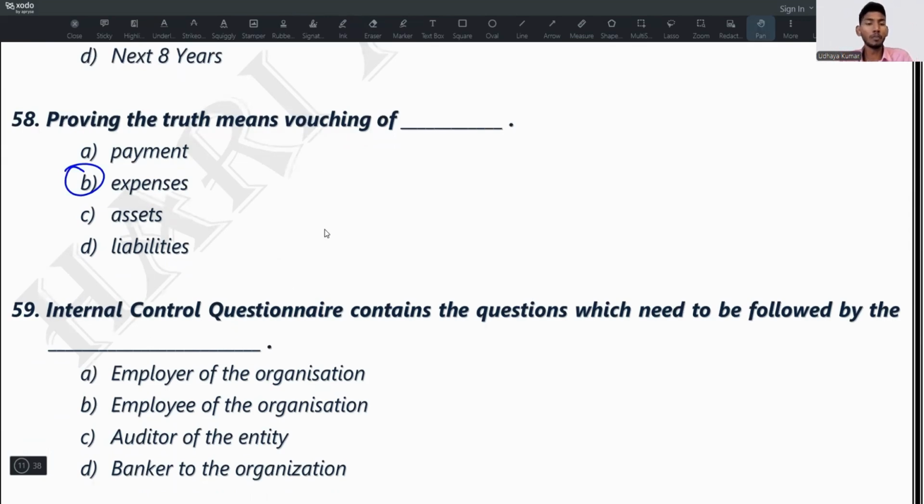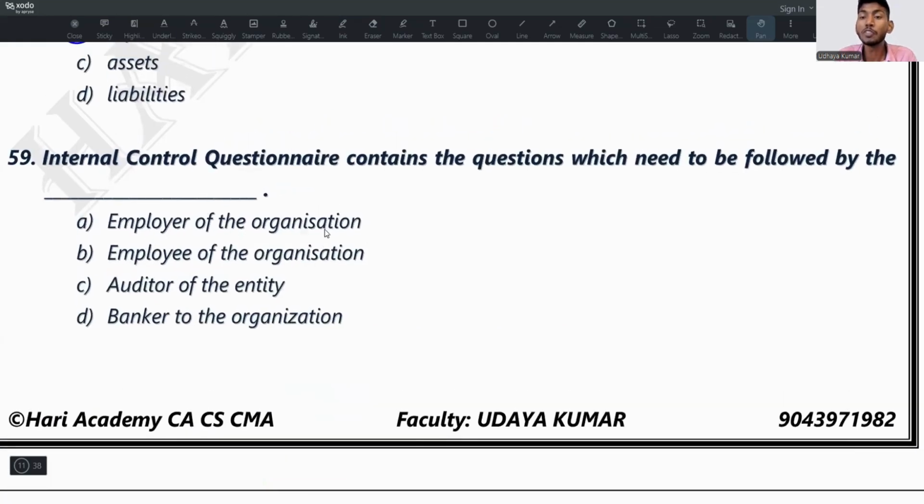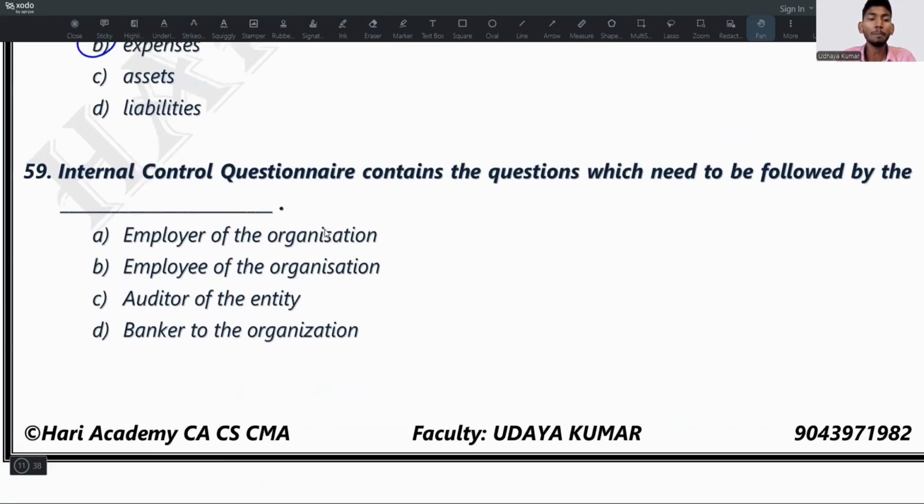Moving to question number 59. The internal control questionnaire contains the questions which need to be followed by whom? Definitely the employee of the organization. It involves asking questions to various people at different levels in the organization. The questionnaire is in a pre-designed format to ensure collection of complete and all relevant information. The questions are formed in a manner that facilitates obtaining full information through answers in yes or no, whereby a yes answer is satisfactory, whereas a no answer appears to indicate a weakness. So it needs to be followed by the employee of the organization.